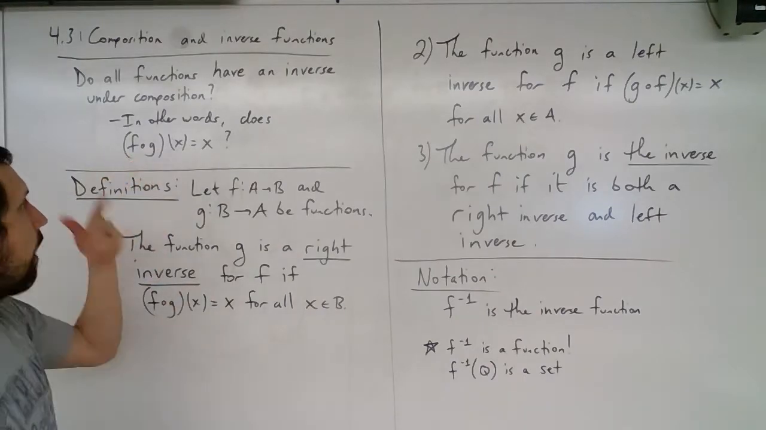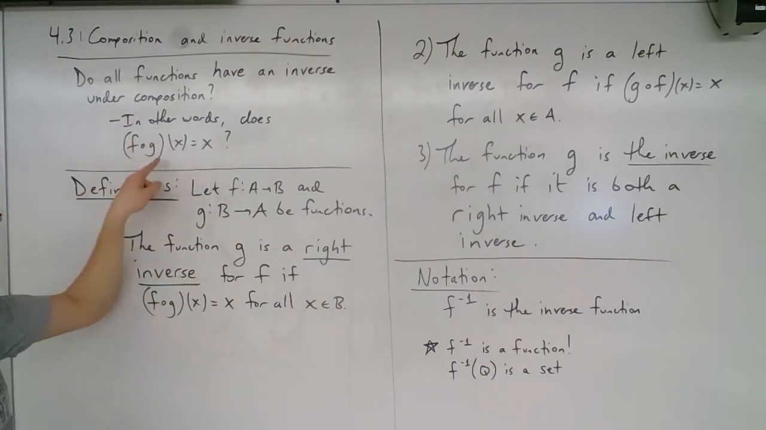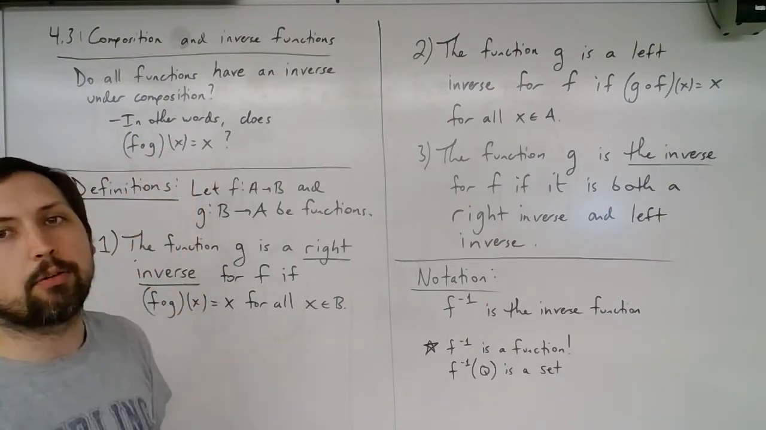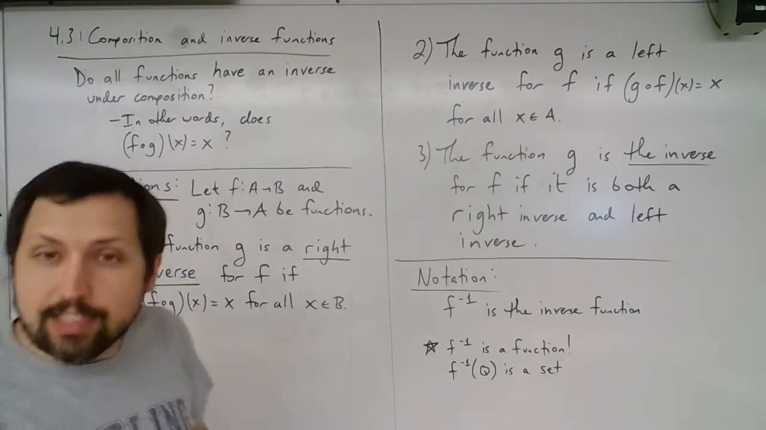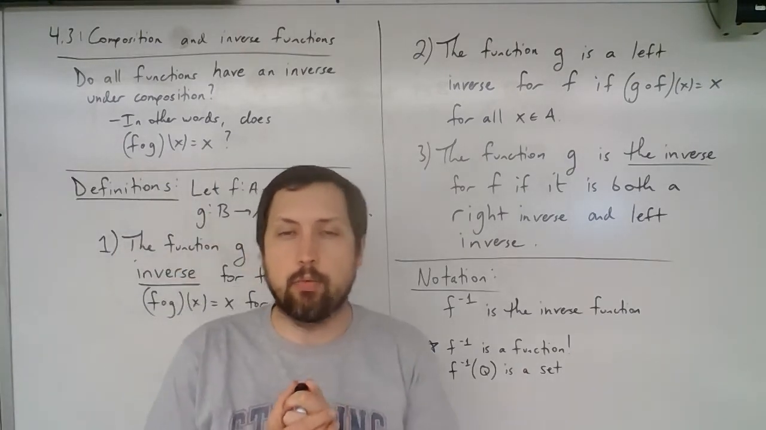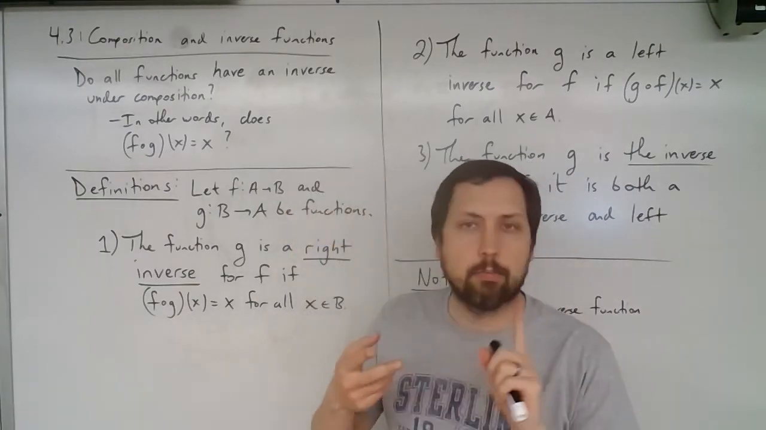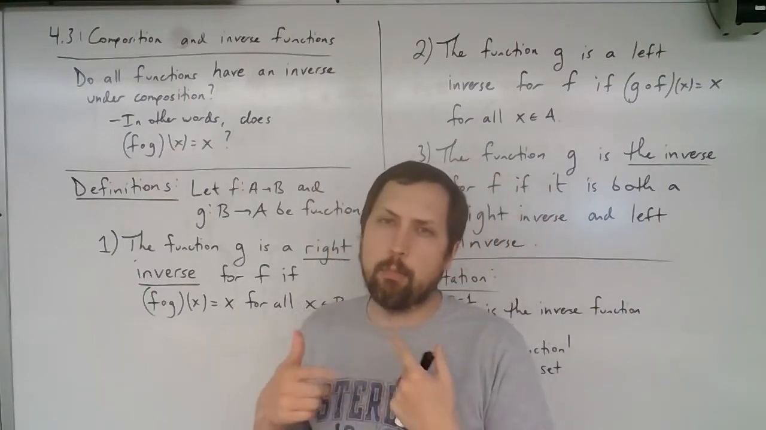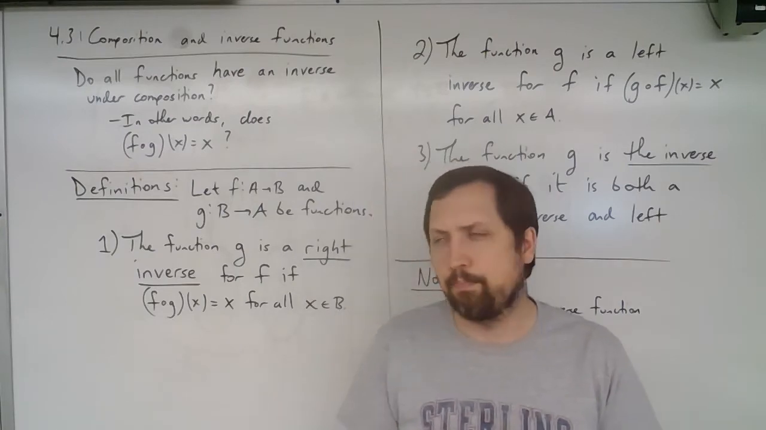I wrote this as F composed with G of X, so that means that I put something into G first, then it goes into F. Do I get the same number back out to begin with? This is not going to be as easy of a question as we maybe have seen in the past. If you've seen this in college algebra, pre-calculus, high school, whatever, it becomes a little more complicated when we start to work with more abstract functions.